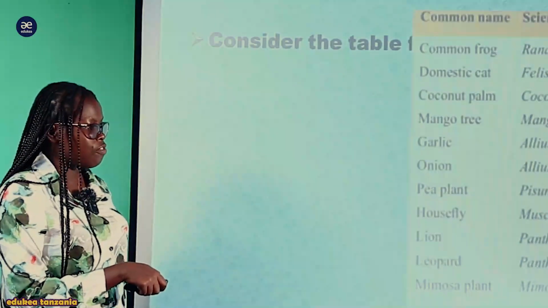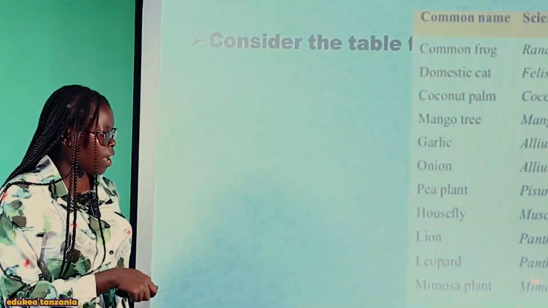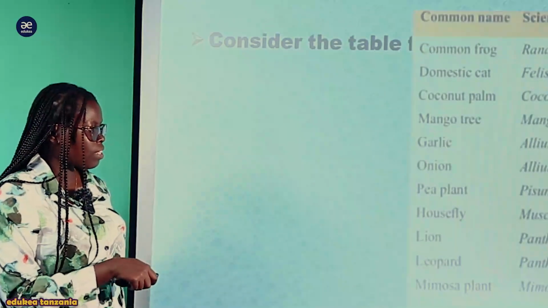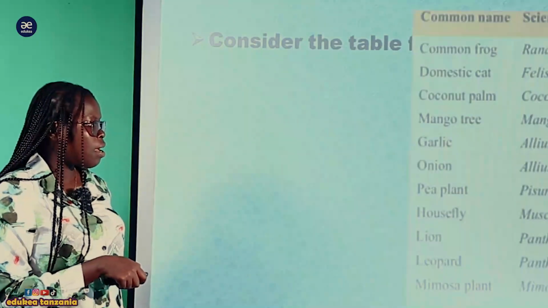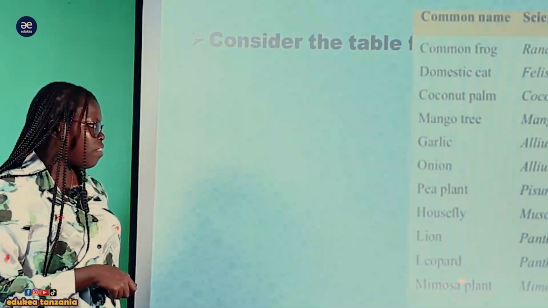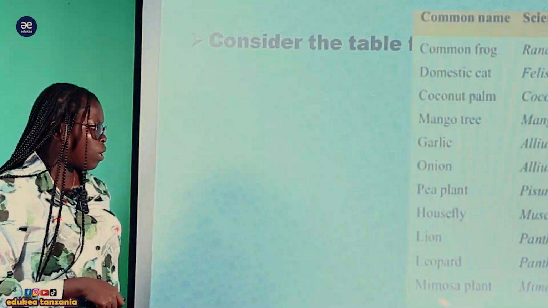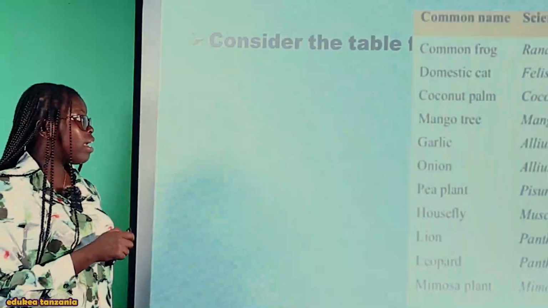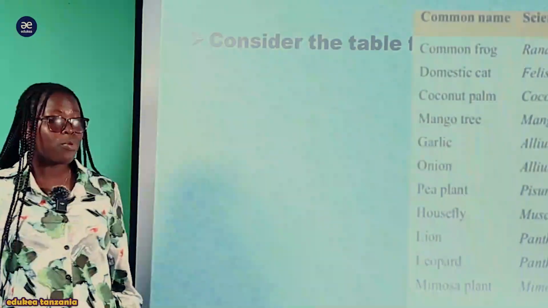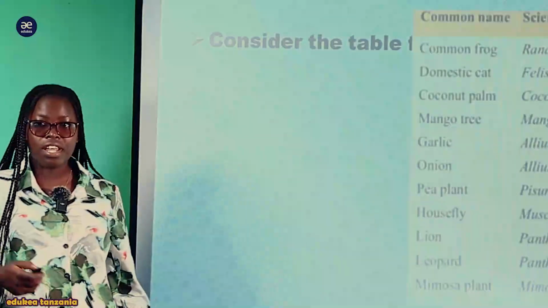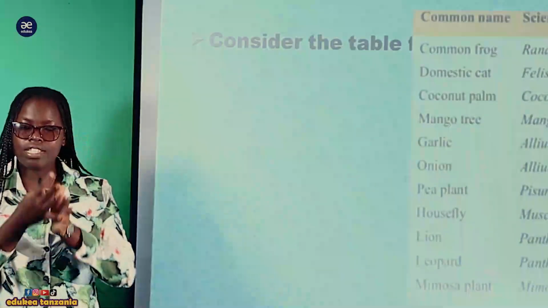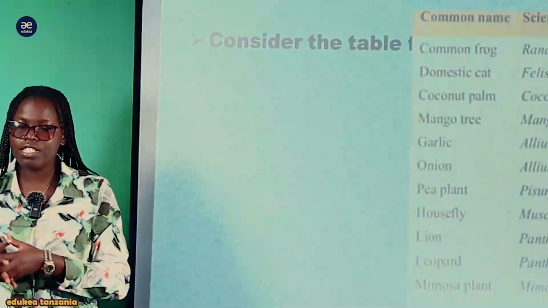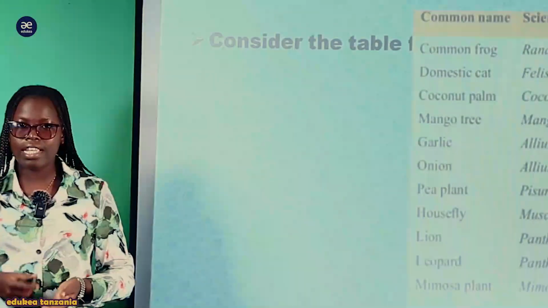Also here we have the mimosa plant, where the scientific name is Mimosa pudica, where Mimosa is the generic name and pudica is the specific epithet. That is how scientific names are used in assigning names to different groups of living organisms. So up to there, my lovely students, I hope now you are familiar with the major groups of living organisms and how they are classified.